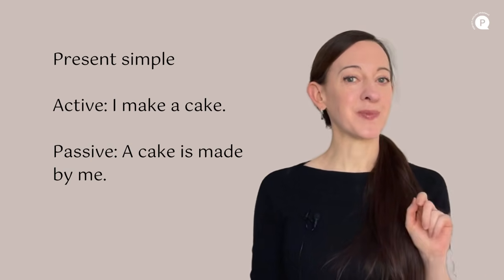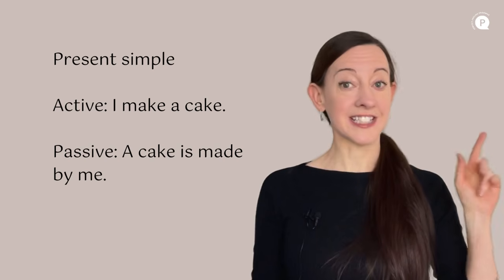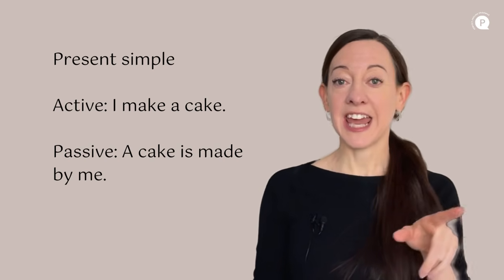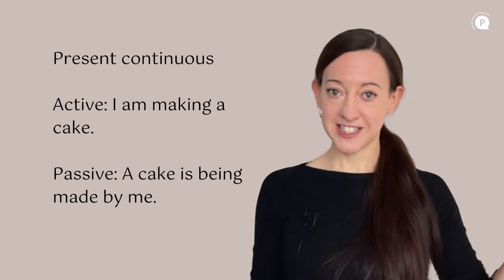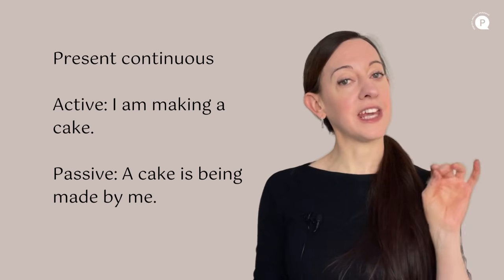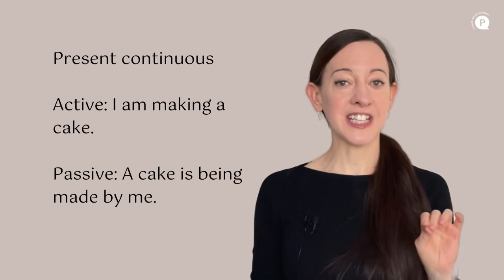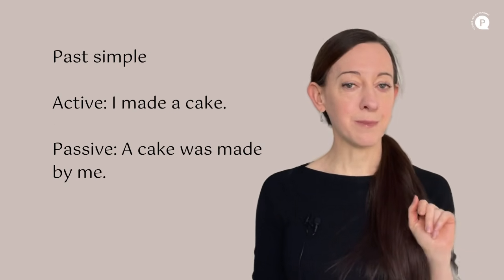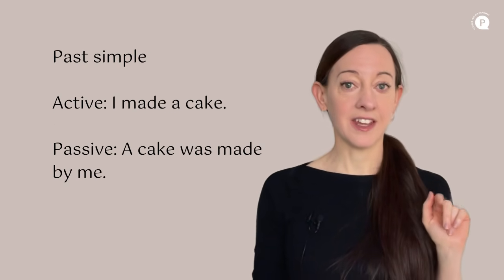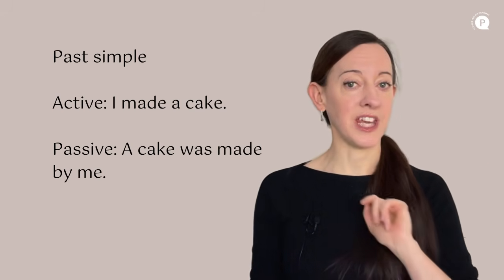Present simple. "I make a cake." This is the active sentence. "A cake is made by me." This is the passive. Present continuous. "I am making a cake." The passive is "a cake is being made by me." Past simple. "I made a cake." "A cake was made by me."